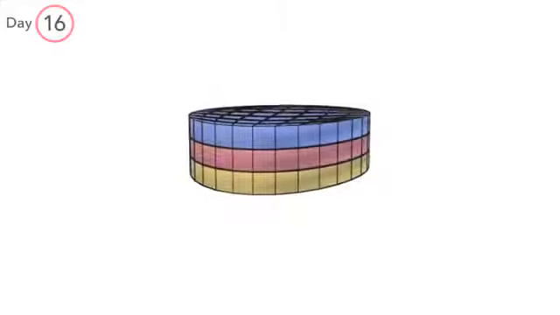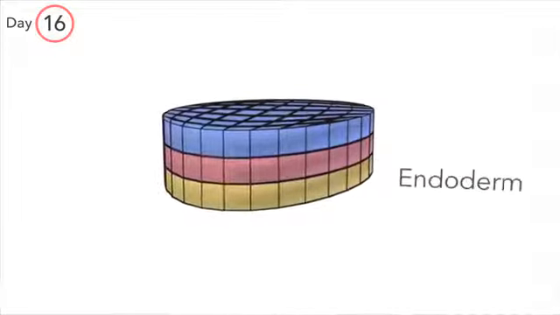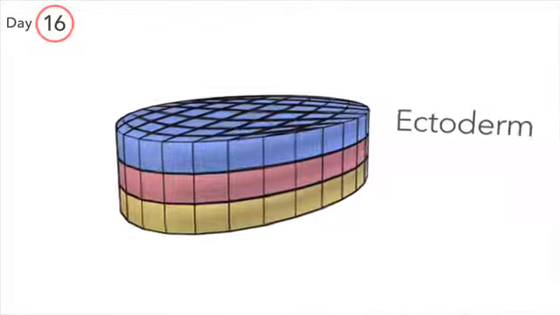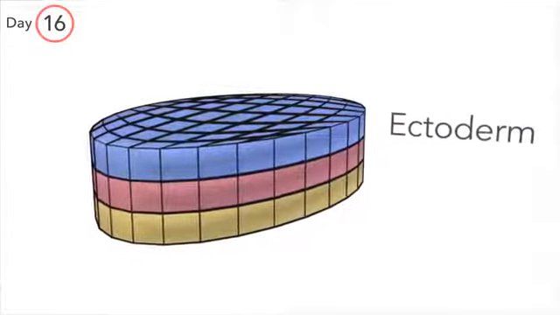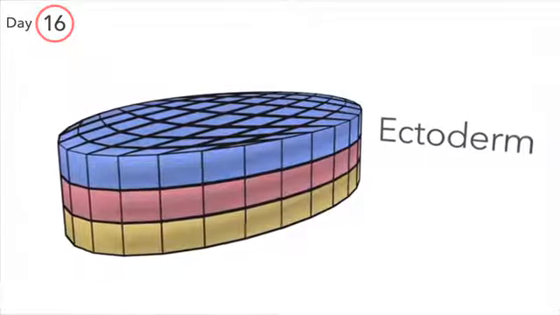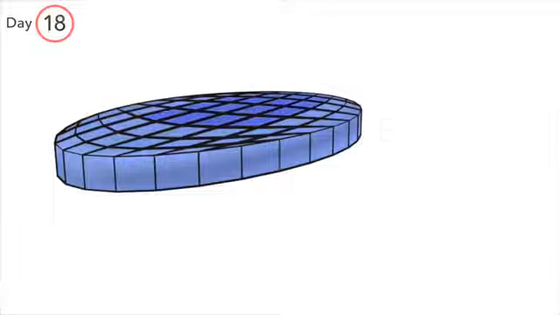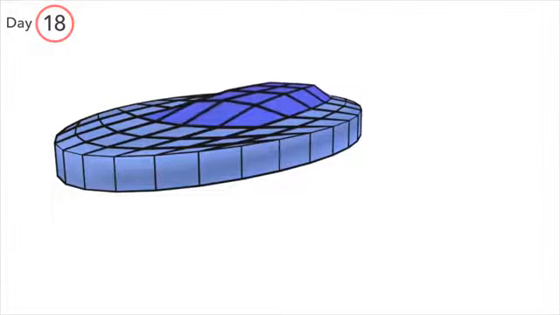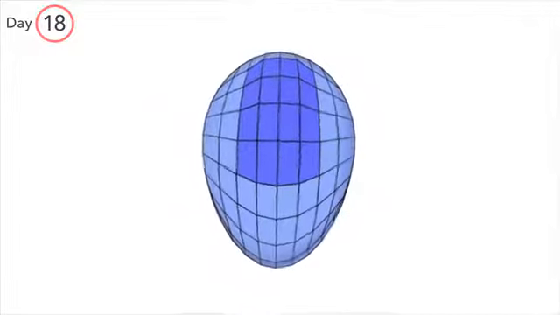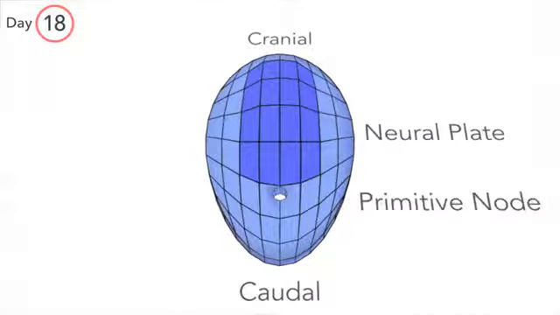By day 16, the embryo consists of 3 layers: endoderm, mesoderm, and ectoderm. Ectoderm develops into the nervous system, and the first phase of this process is known as neuralation. Around day 18, part of the ectoderm begins to thicken. This portion is known as the neural plate, in dark blue, between the cranial end of the embryo and the primitive node.